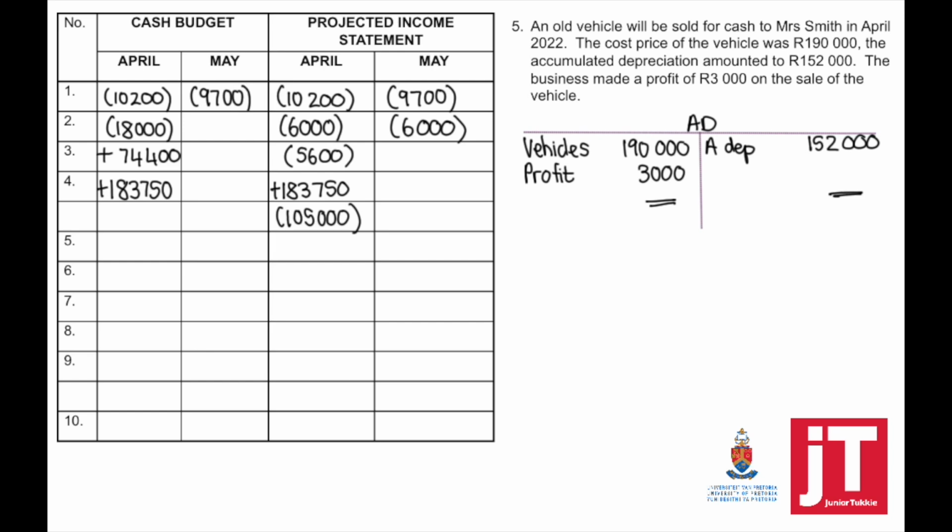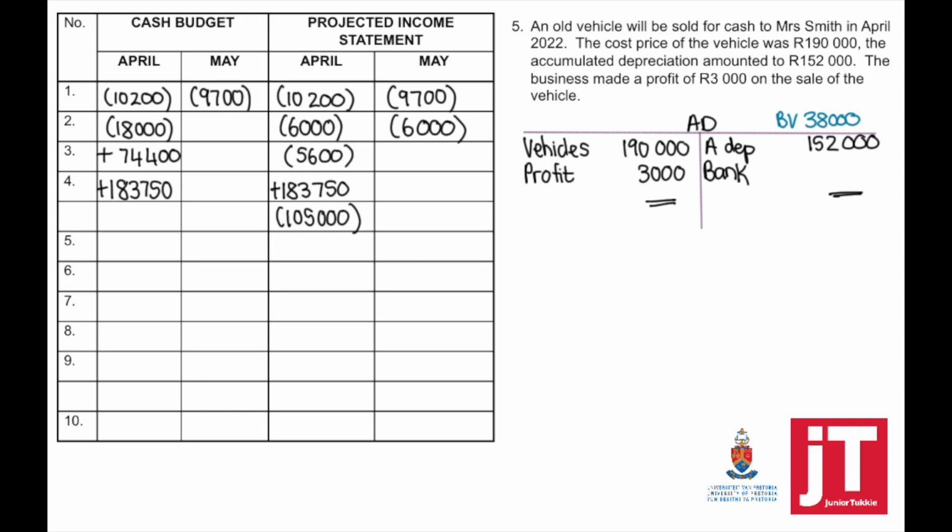So what do we need to calculate here? We need to calculate the selling price. We sold it for cash. So to work out the selling price, cost minus accumulated depreciation equals book value. If we sold it and we made a profit, we sold it for more than the book value, it means we made a profit. So to find out the selling price, you've got 2 options now.